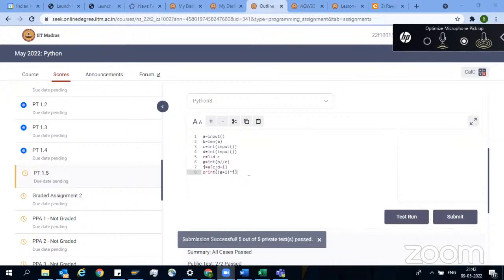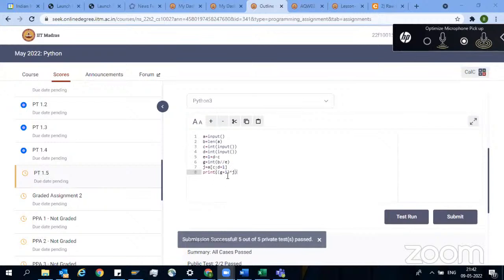Sir, for me also the same doubt. You did the same thing, no? You took the length of a and then you took the length of the substring. You divided that and then you added plus 1. Your solution is the same as the previous solution, right? But I didn't know why I added g plus 1.